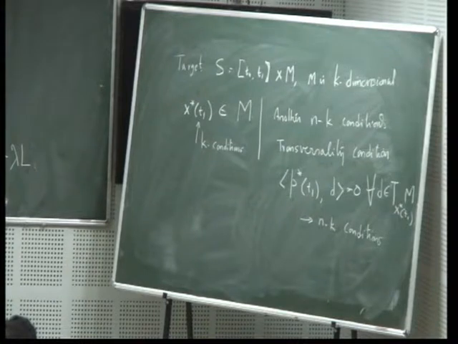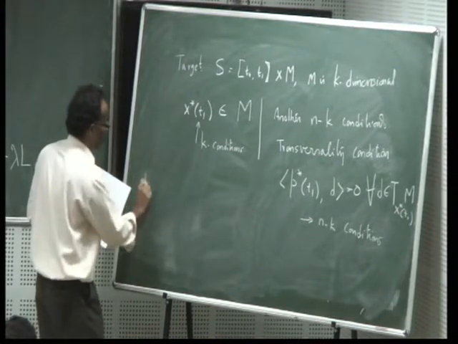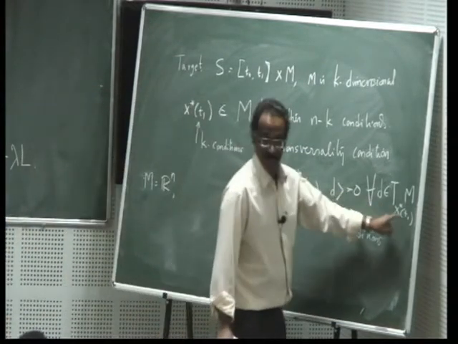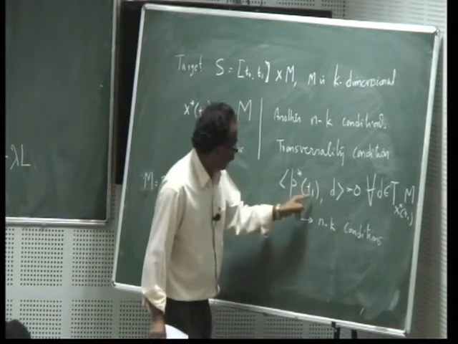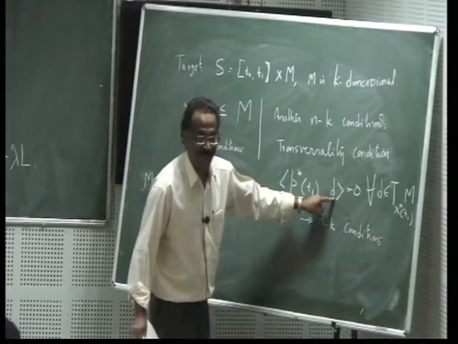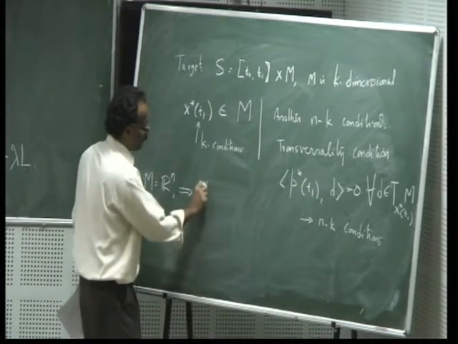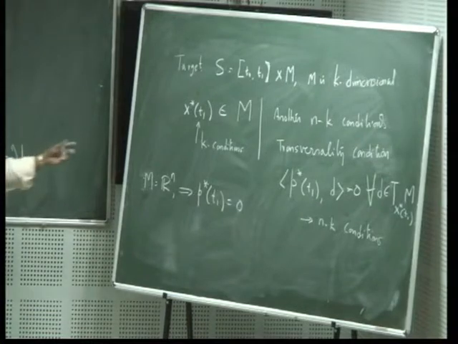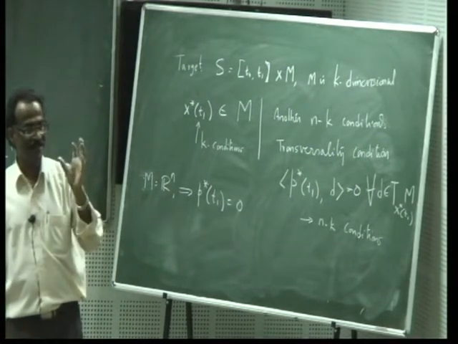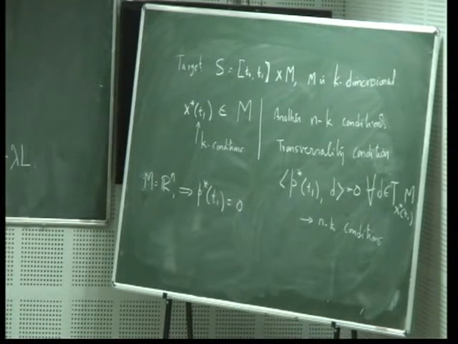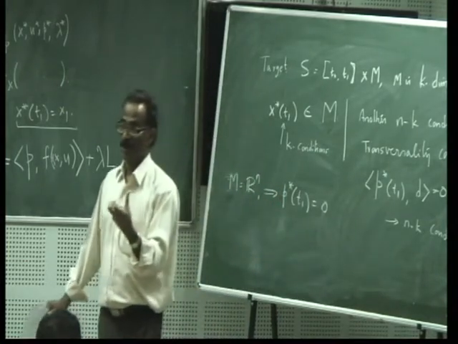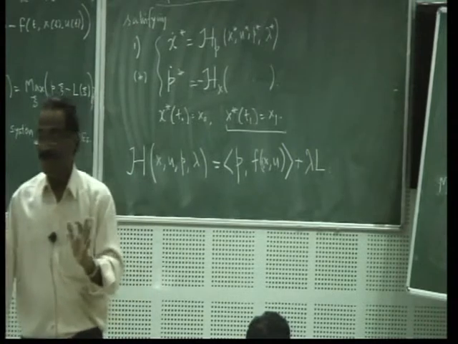Say for example, suppose I take M equal to Rn. When M is equal to Rn, your tangent space is the same space. So you have P star of T1 D equal to 0 for all D in Rn. So that will imply P star of T1 is equal to 0. In that case, you don't have any condition like that. Naturally, x star of T1 is given to be in Rn. That means that there is no information. That's the meaning, right? When I say that x star of T1 is in M, it is actually information, it is k informations. But when I say that x star of T1 is in Rn, it has no information.